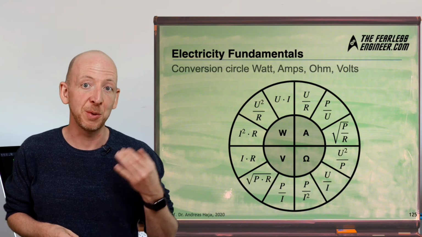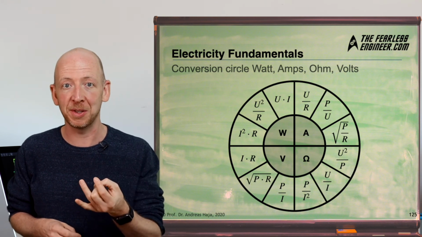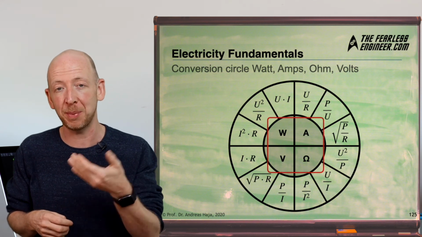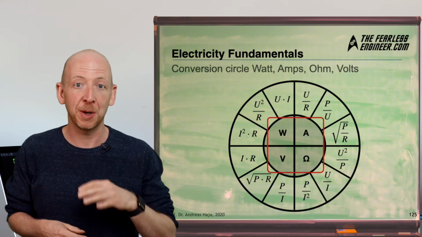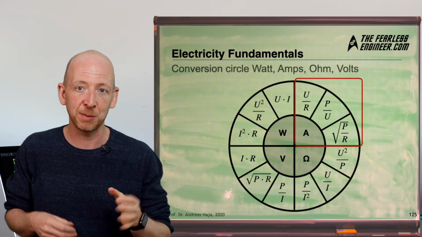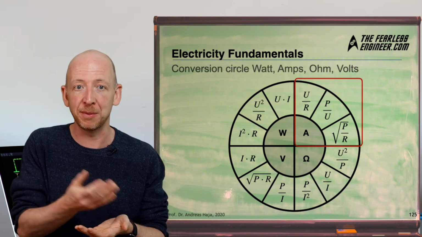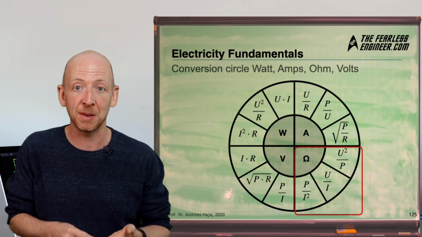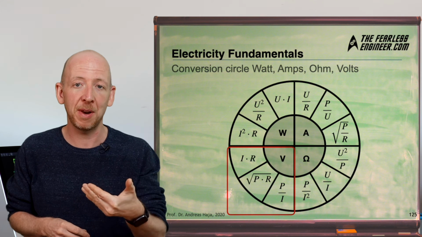And finally, I have a very useful tool for you, which is a conversion circle, in which you can find out exactly how to convert the values current, voltage, resistance and power into one another. In the quarter on the top right, you can see how to get the current with voltage and resistance, or power and voltage, or power and resistance. And on the bottom right, you can see the same for resistance, on the bottom left for voltage, and on the top left for power.